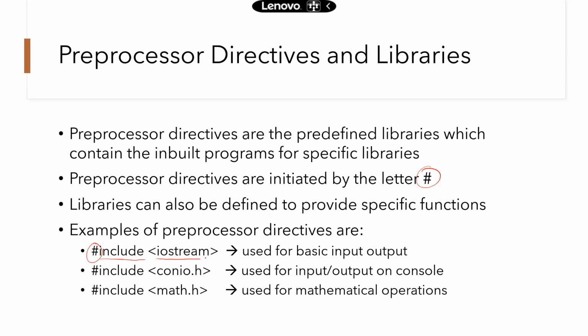Now, this iostream is one of the libraries or preprocessor directives, and these libraries provide the basic input output. For example, it contains some of the basic definitions of your cin and your cout and so forth. Similarly, conio.h is another input output header file. So we have to write it as it is. Now this .h here represents header. So this actually is a header file.